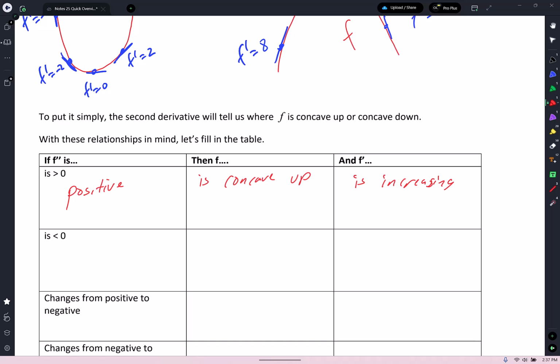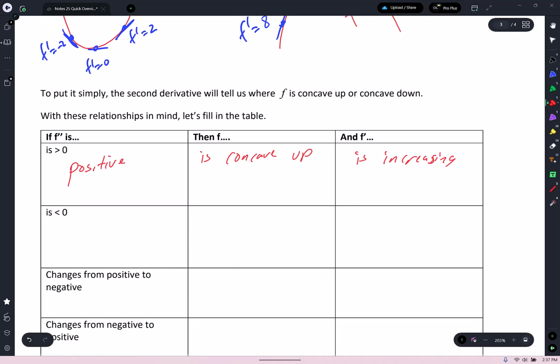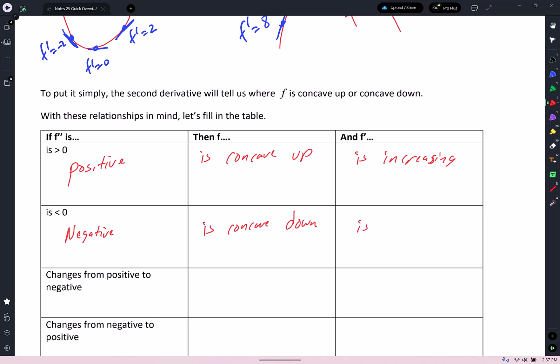If f prime prime is negative, then what does it mean about f? Concave down. What does it mean about f prime? It is decreasing.